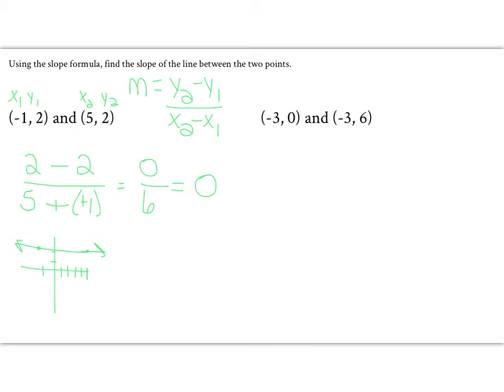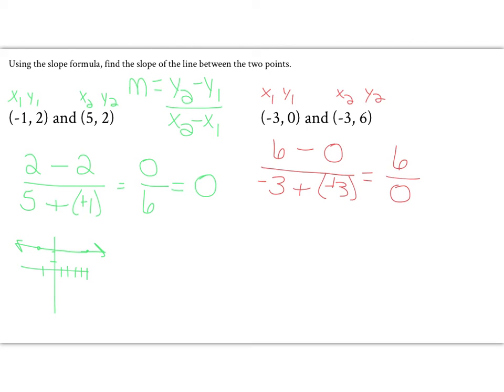Okay, so the next one, I have -3, 0. I'm going to label that x sub 1, y sub 1. -3, 6. I'm going to label that x sub 2, y sub 2. So I'm finding the ratio of the change in y over the change in x. So y sub 2 is 6 minus y sub 1 is 0. X sub 2 is -3 minus x sub 1 is -3. So 6 minus 0 is 6 over -3 minus a -3 becomes -3 plus 3, which is 0.